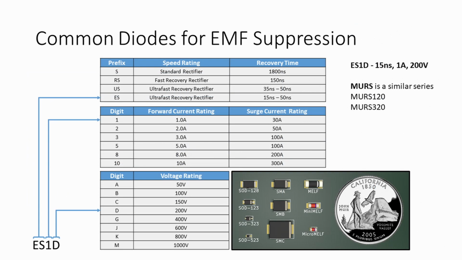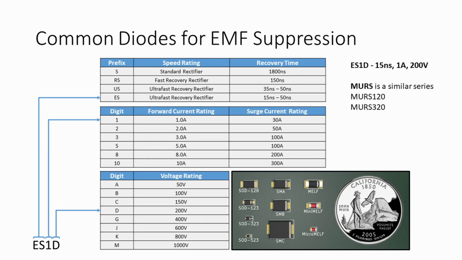Good diode options for back-EMF suppression include the ES1D and similar series. There's plenty of other good options, including a similar line of diodes like the MERS 120. But for the ES1D, the naming convention is broken down here. The first one or two characters refers to the recovery time of the diode. The next digit is the current rating, and the last letter is the voltage rating.